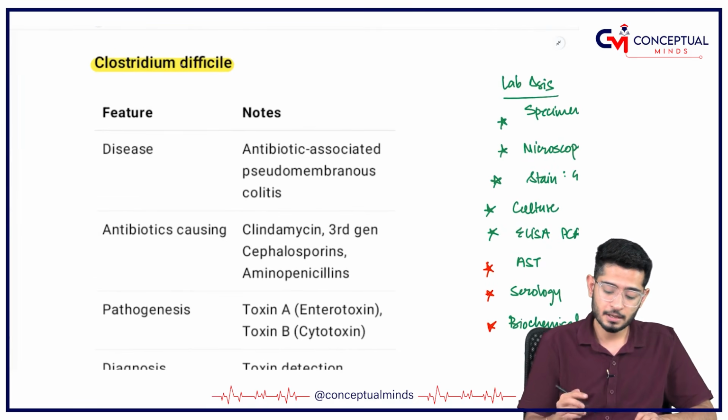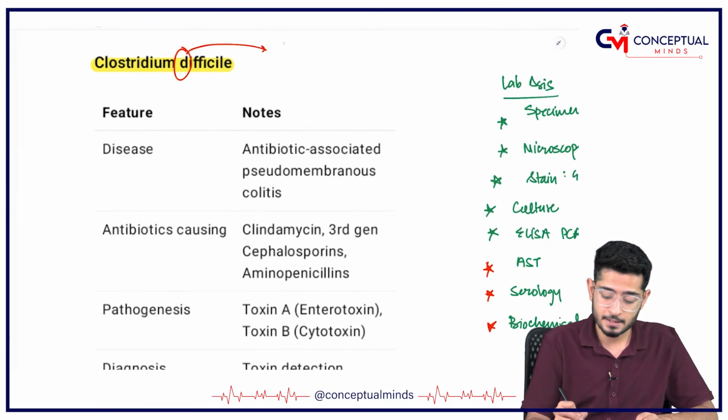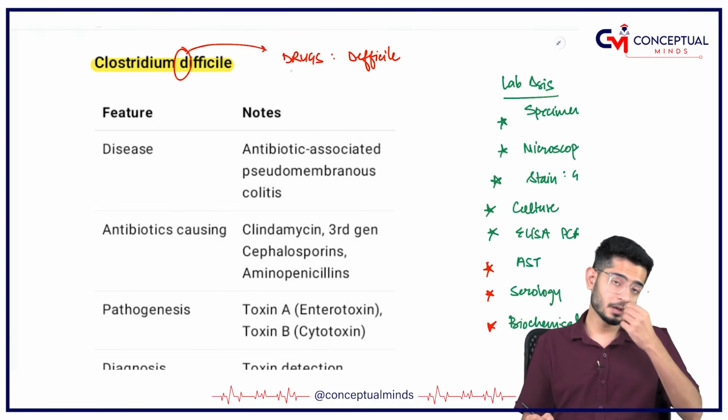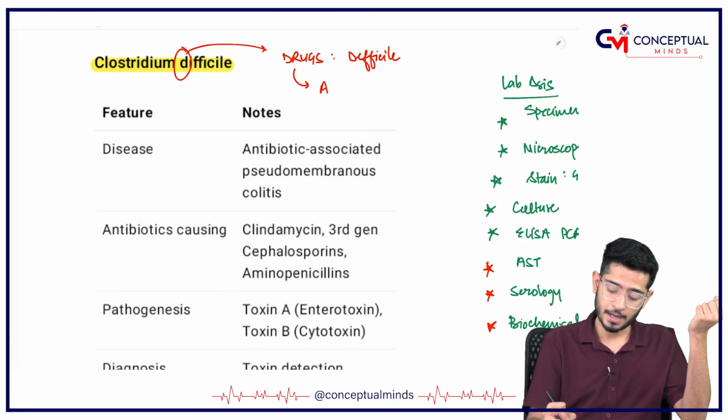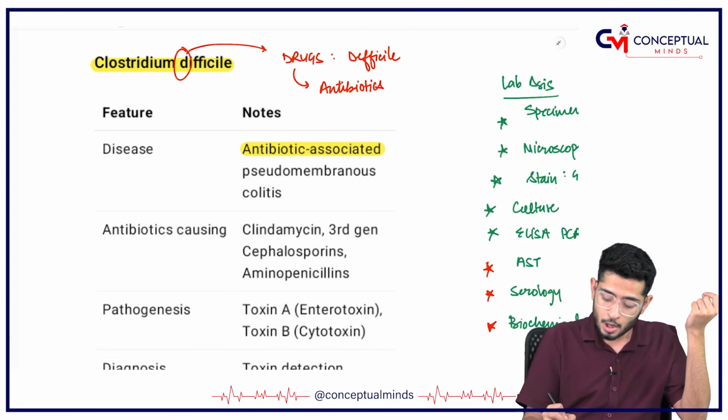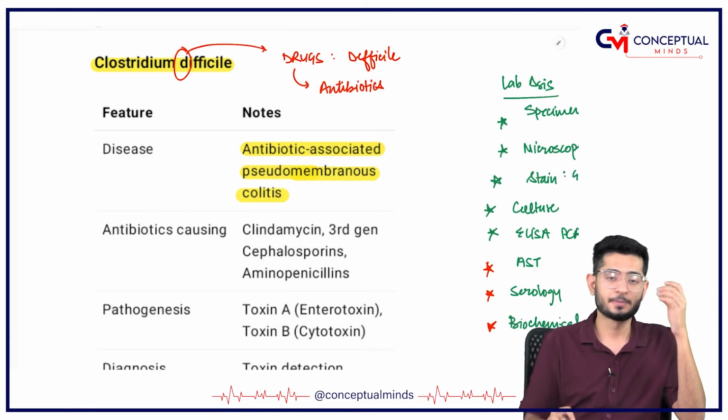Now, difficile happens because of consumption of drugs. Which drugs? Antibiotics. So, D for difficile, D for drugs. Difficile occurs because of drugs, and which drugs? Antibiotics. So, difficile causes antibiotic-associated pseudomembranous colitis.